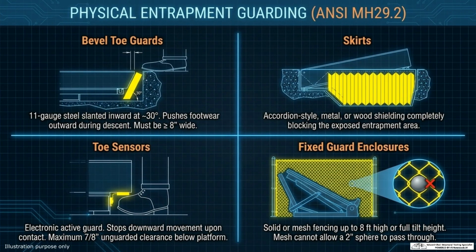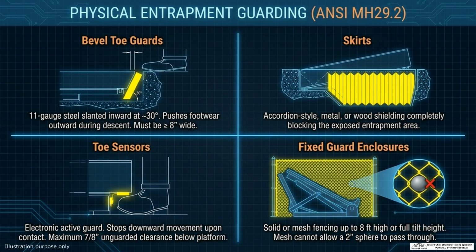ANSI MH29.2 specifies 4 recognized guarding methods, each one designed to address the crush and shear zones we just identified. Bevel toe guards, 11-gauge steel, slanted inward at approximately 30 degrees. They push footwear outward as the platform descends. Minimum width, 8 inches. Skirts, accordion-style shields in metal or wood that completely block the exposed entrapment area.